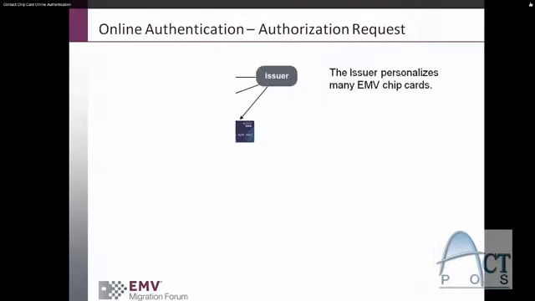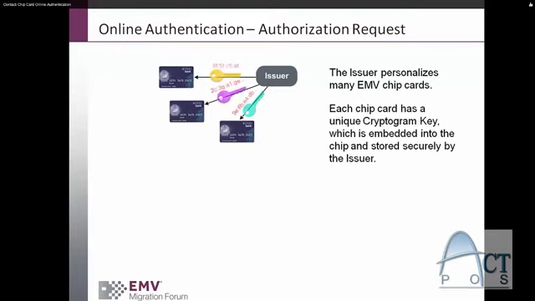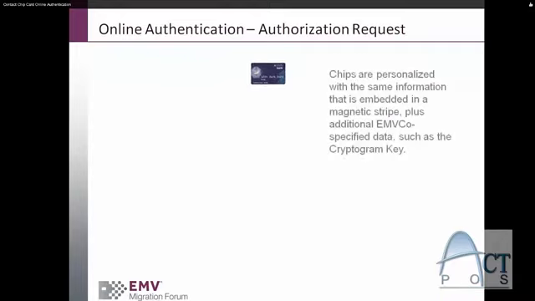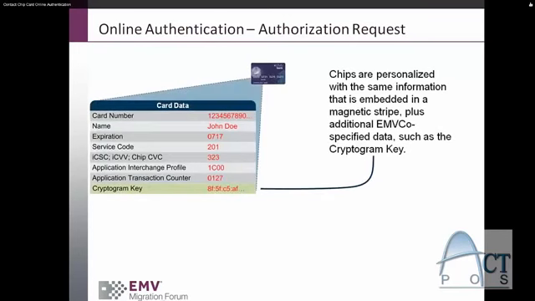First, we'll start basic by saying that the issuer personalizes many EMV chip cards. And each chip card has a unique cryptogram key, which is embedded into the chip and stored securely by the issuer. We'll take a closer look at one of these chip cards. We'll see that it's personalized with the same data that's embedded into the magnetic stripe, but it also includes some additional EMV co-specified data, such as the cryptogram key.